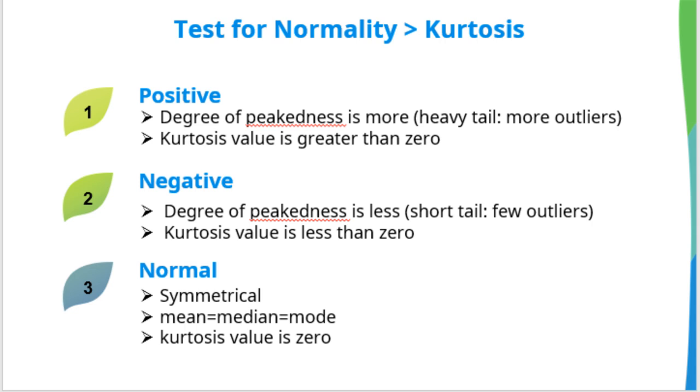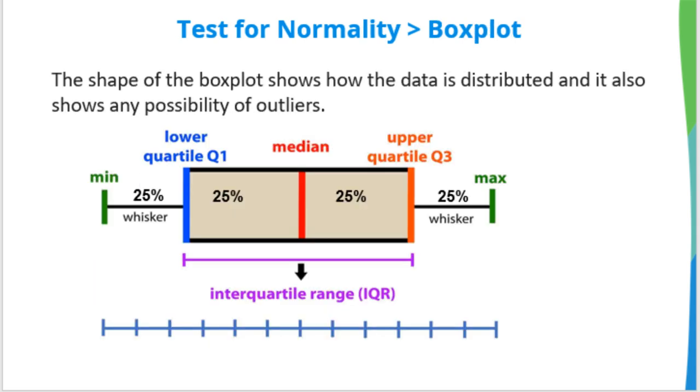So there is a necessity to transform the skewed data to be close enough to a normal distribution, at least a little bit. All right. So we also have box plots, which help us to look at the shape of our data. The shape of the box plot shows how the data is distributed and also shows any possibility of outliers, right? Any data outside this particular whisker is an outlier.